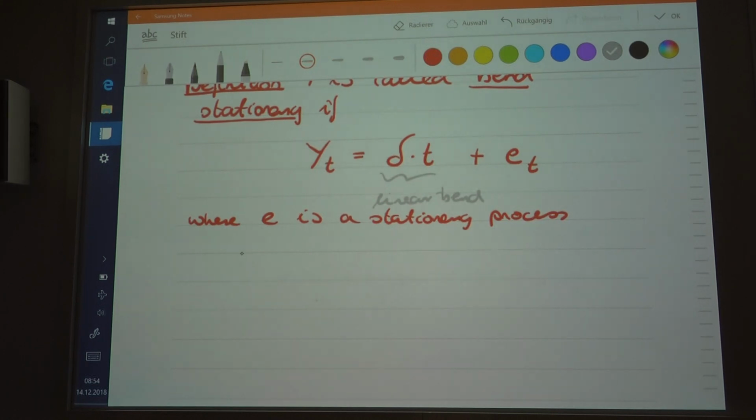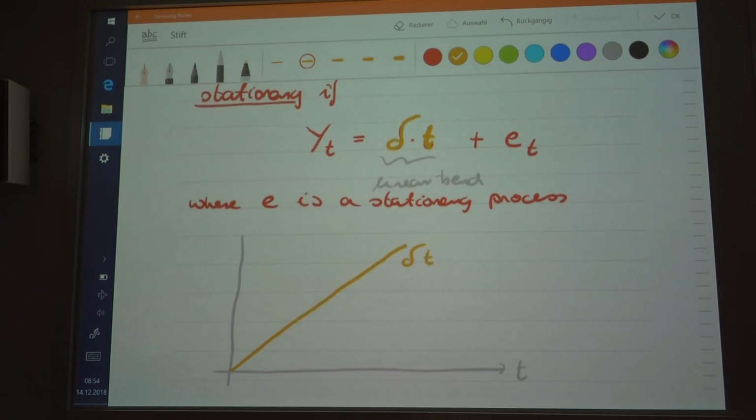So how does that look if you have a time series of a stationary process around a linear trend? Let's say this is going to be t, and let's say you have delta t. Delta t is going to be a linear trend, so let's say it looks like this. Delta t is a linear function. In this case, it evolves from the origin of the coordinate system. Sometimes you have a constant, but sometimes you don't. Here in this case you don't. And then you have a stationary process around that.